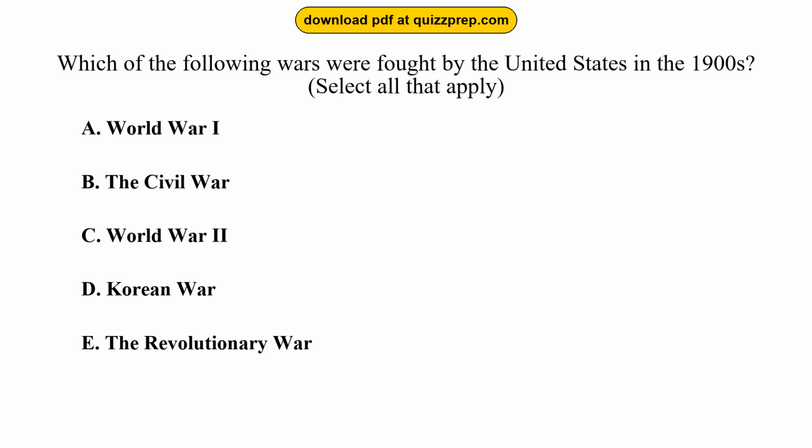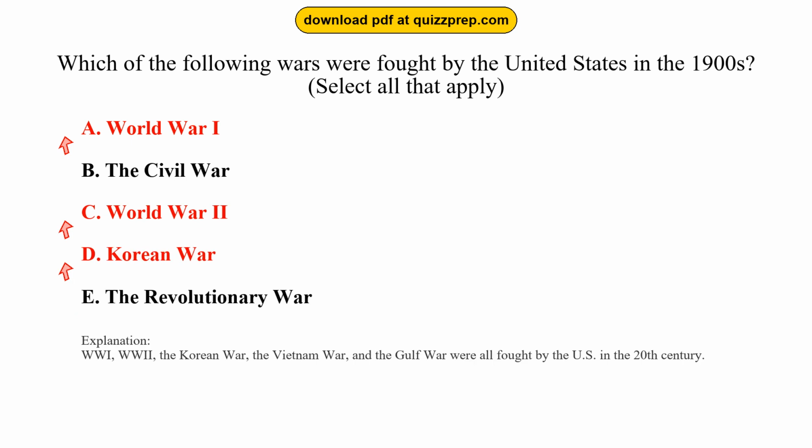Option A, World War I. Option B, the Civil War. Option C, World War II. Option D, Korean War. Option E, the Revolutionary War. The correct answers are options A and C and D. World War I, World War II, Korean War. WWI, World War II, the Korean War, the Vietnam War, and the Gulf War were all fought by the U.S. in the 20th century.